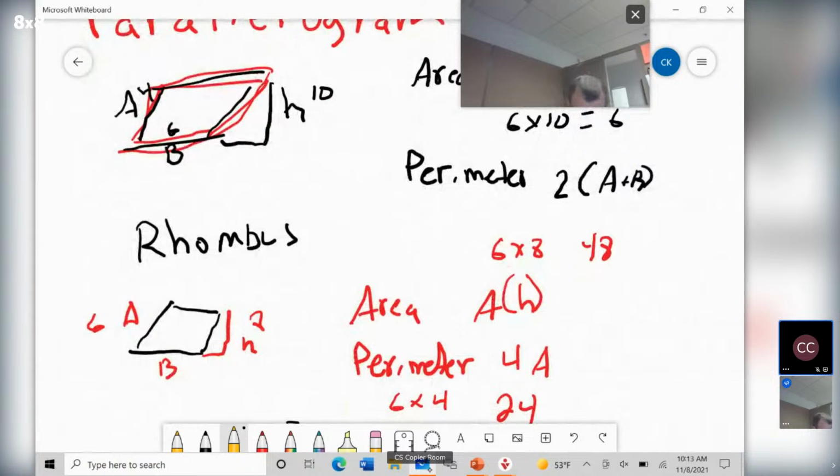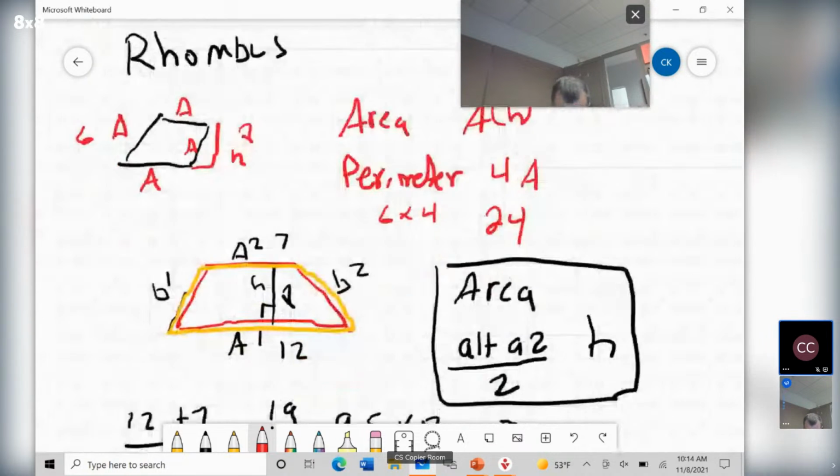Rhombus is going to be side A, and let me change something here. I made a boo-boo. So for a rhombus, all 4 sides are the same. So the area is just one of the sides times the height. In the perimeter, it's just adding all the sides together. So a rhombus, all 4 sides are the same. Okay. So the area is just one of the sides times the height. And then for the perimeter, you're just going to multiply one of the sides times 4. So it's just 4 times side A. And they're basically all side A.